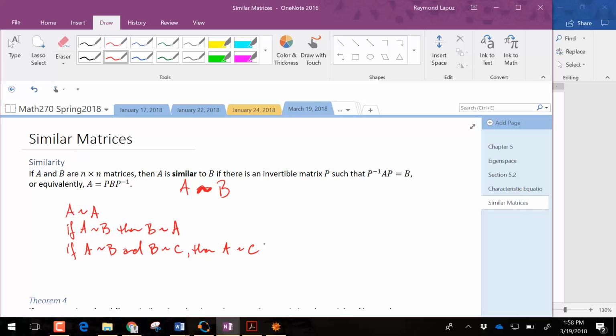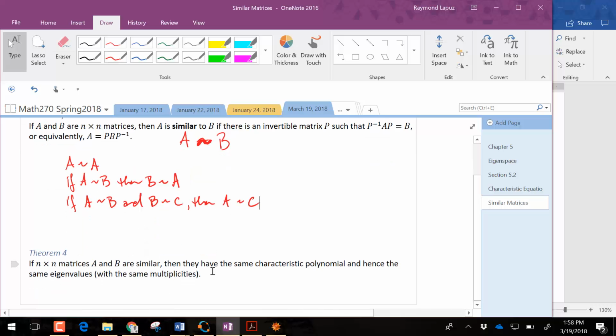Anyways, you could do simple proofs with that with a P, because they just say that there exists some invertible P matrix here, so we can figure out what P is for these things. So once we have that, and since we are talking about characteristic polynomials, if A and B are similar, then they have the same characteristic polynomial. And if they have the same characteristic polynomial, then they must have the same eigenvalues with the same multiplicities and everything.